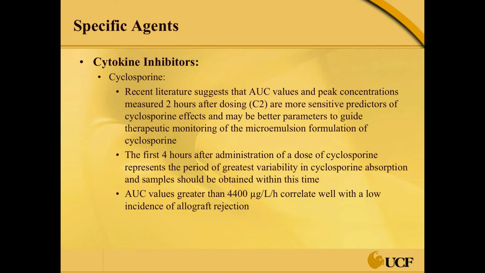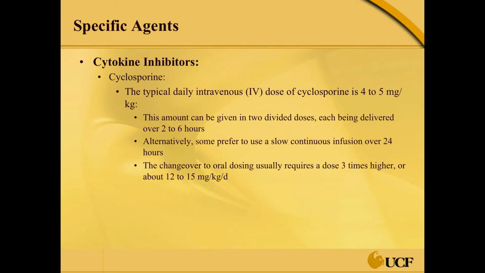Okay, so that's another important thing. The first 4 hours after administration of a dose of cyclosporine represents a period of greatest variability in absorption, and so samples should be obtained within that time frame. The area under the curve, or the AUC, values greater than 4,400 correlate well with a low incidence of allograft rejection. So in other words, we want our value of cyclosporine to be greater than 4,400. All right, that's kind of the takeaway point there.